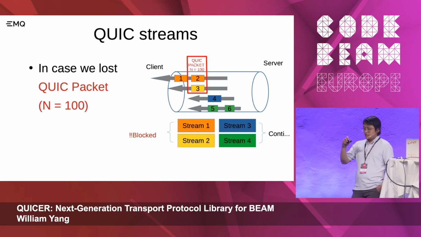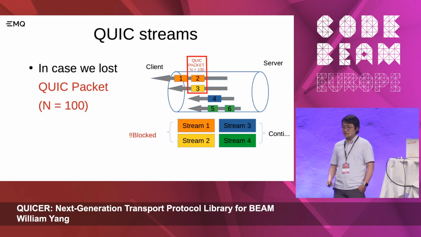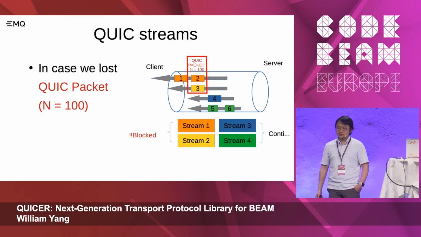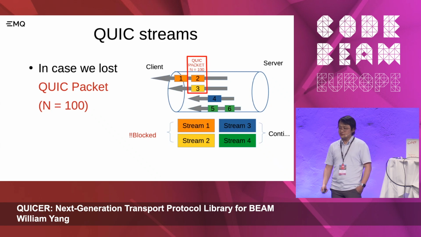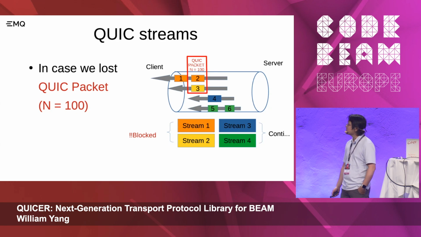Back to the packet loss. Let's say in this red one, we lost packet number 100. It will only block stream 1 and stream 2. And the rest, stream 3 and stream 4, can continue to proceed.